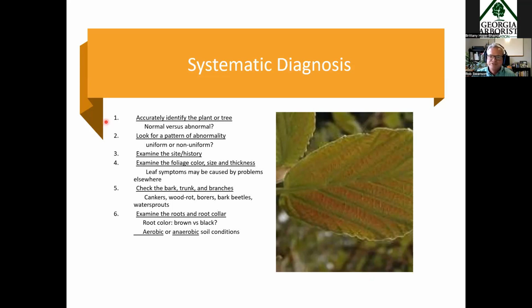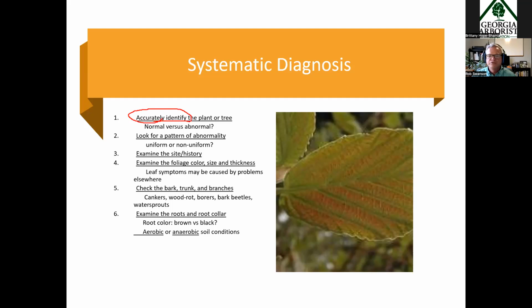So begin with accurately identifying the plant or the tree. If you don't know what you're looking at, then you don't know what it's supposed to look like. I get calls every year about the bald cypress. In the fall, someone inevitably calls and says, my pine tree's losing all of its needles, it's dying. And I'll quiz them a little bit, and I might find out that it's a bald cypress. And it's like, well, ma'am, that's exactly what it's supposed to be doing this time of year. So that's a normal activity. It's not abnormal, but I wouldn't know that if I didn't know the species. So accurately identify the plant.